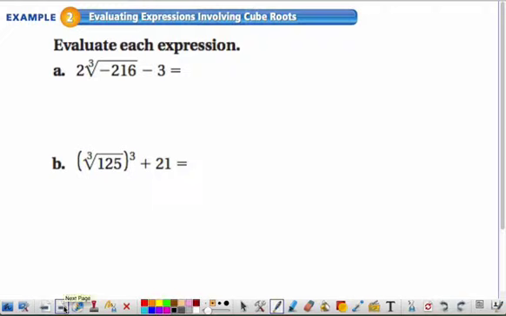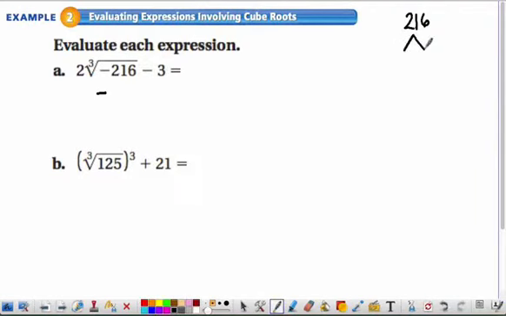So whenever we start evaluating with cube roots, on A, we have 2 times the cube root of negative 216 minus 3. So the first thing we need to do is figure out what is the cube root of negative 216. So I know my answer is going to be negative. I'm going to go ahead and write that down so I don't forget it. So I'm going to come over here to the side and I'm going to do my prime factorization of 216.